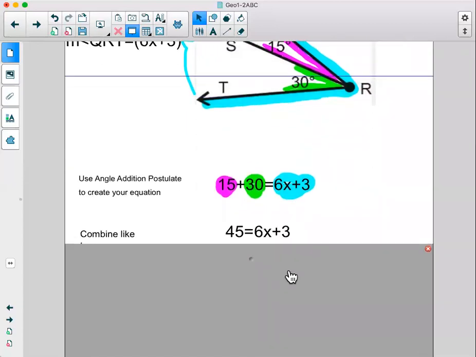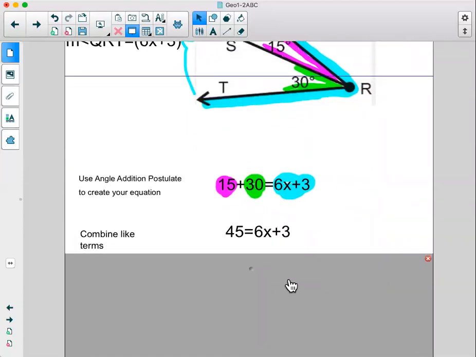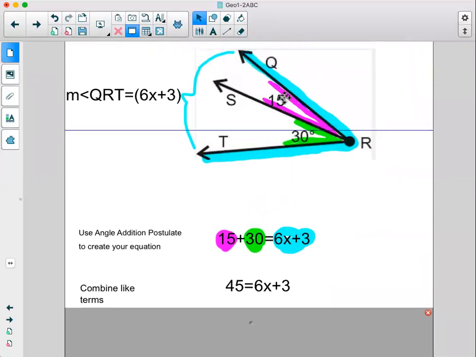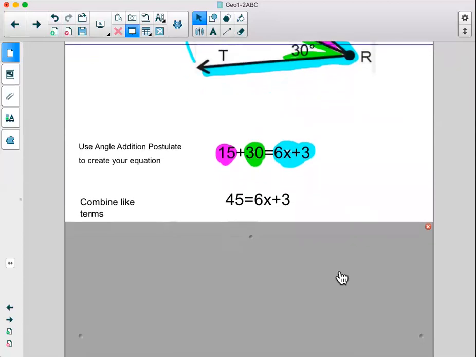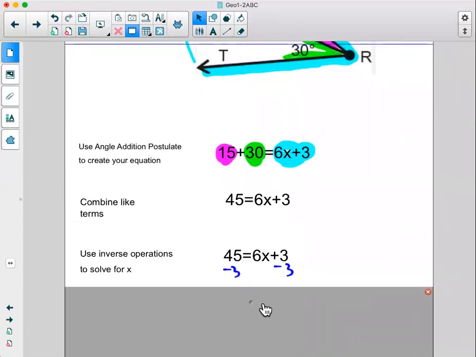And we know that we can now use our angle addition postulate. This angle plus this angle equals the whole. And 15 plus 30, combining like terms, is 45. And now we can use our algebra skills to solve it.